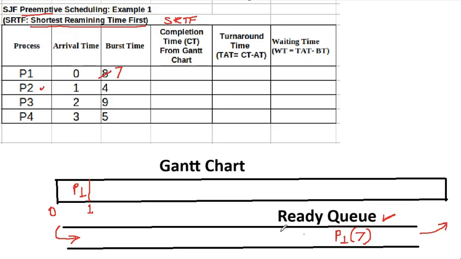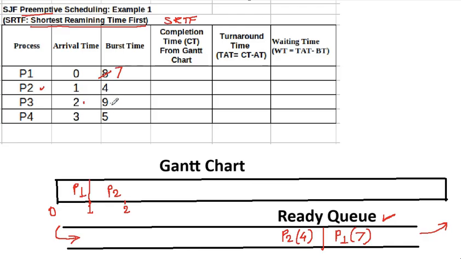Now go to the ready queue. How many processes are there in the ready queue? P1 with 7 units of time. How many are ready at 1 unit of time? P1 and P2. P2 has how much time? P2 has 4 units of time. So schedule P2 here in the Gantt chart. P2 will be executed up to 1 unit of time, that is up to 2, and we check if any new process is coming.